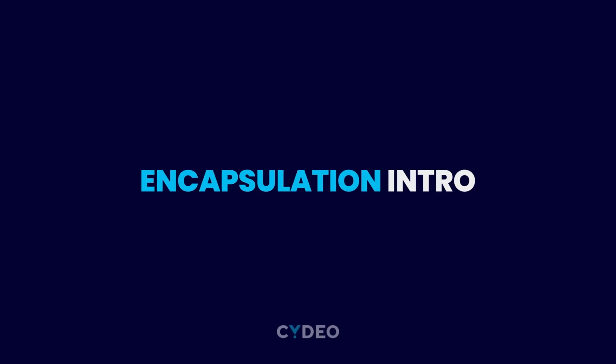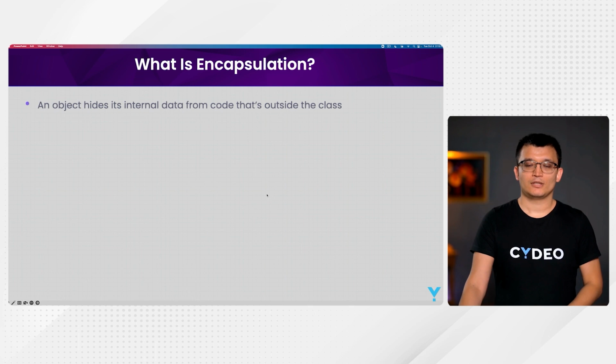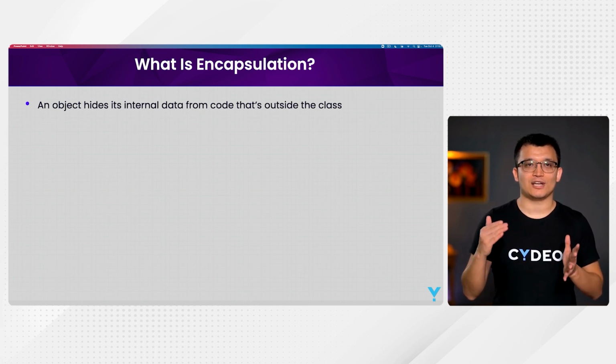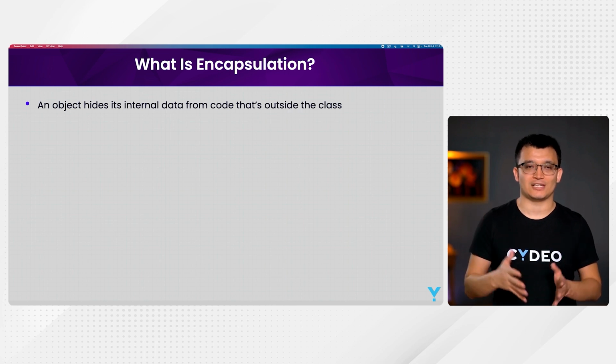Hello everyone. In this video, we are going to talk about encapsulation. Encapsulation is one of the four object-oriented programming principles in Java. The definition of encapsulation is an object hiding its internal data from the code that is outside the class.